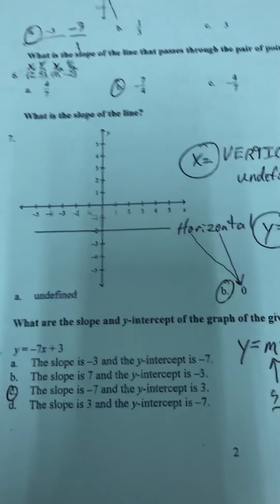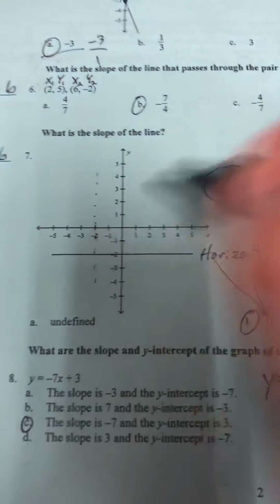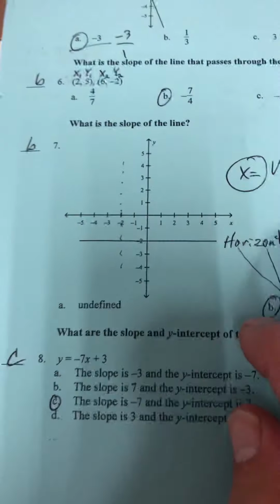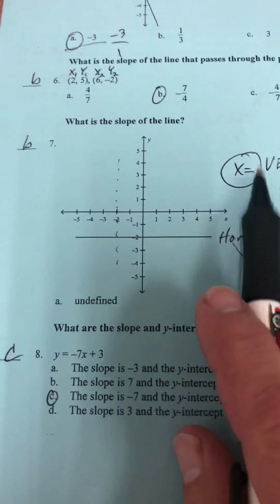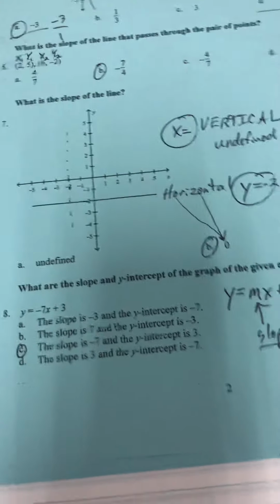Okay. If I were to do x is negative 2, x negative 2 would be back here. And that would be a vertical line, and that would be undefined if it was an x, if it was vertical. But this one, so your answer for number 7 is B. Just want to outline that for you while you're getting ready for the test.